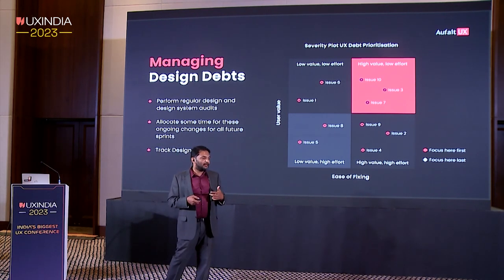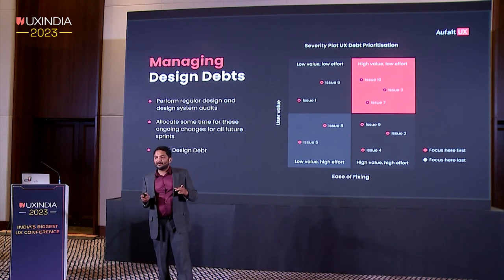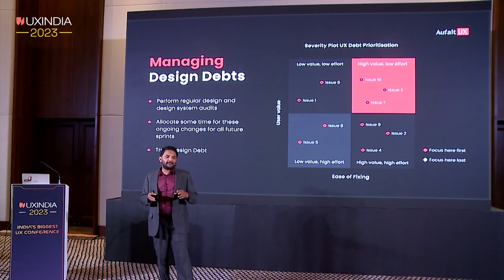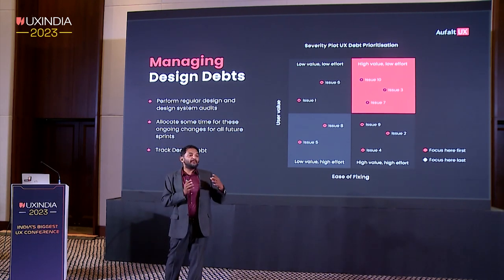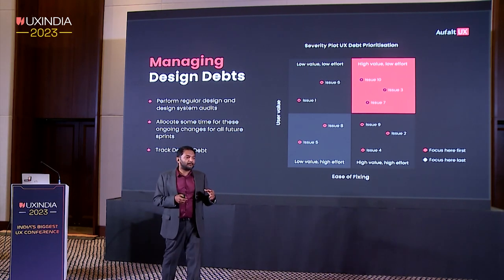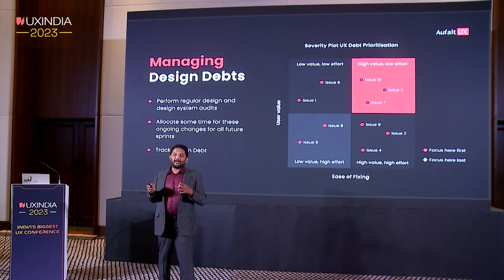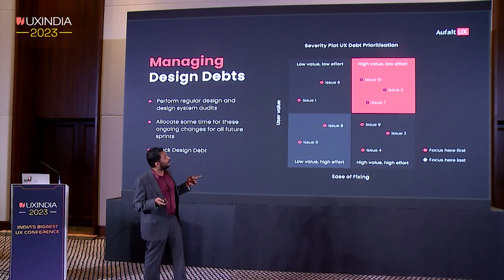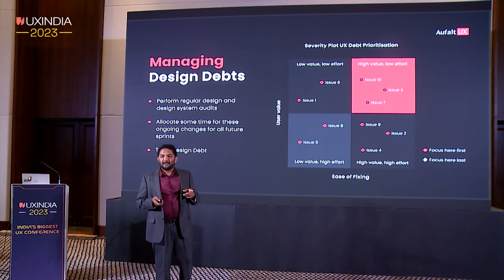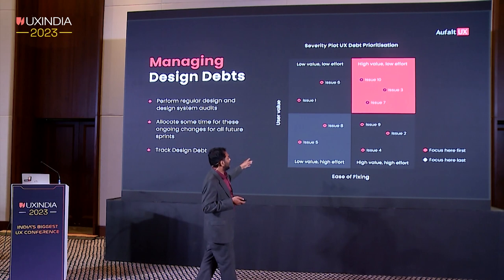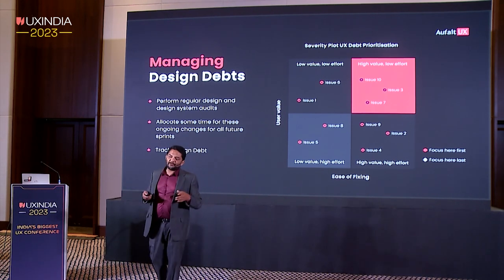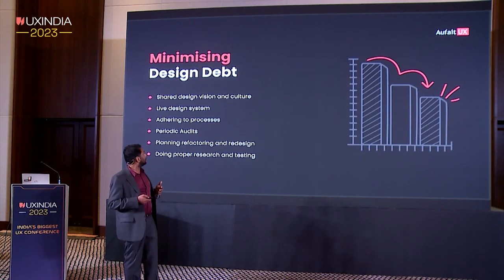But how to manage this: when you have sprints, make sure you have some time to fix all these design issues along with the new features that you plan, right? So make sure you have allotted some time and prioritize what is easily fixable and of high impact. And you can ignore what is low impact and very tough. You can ignore it and do it later.